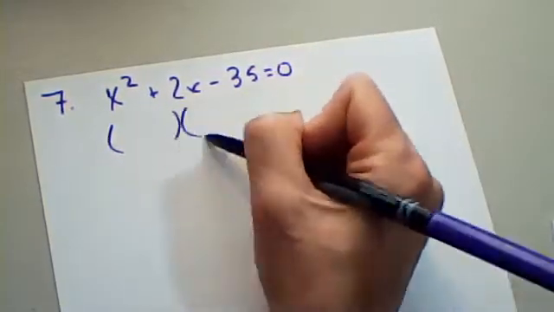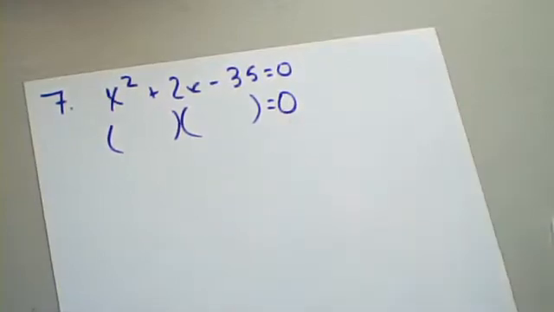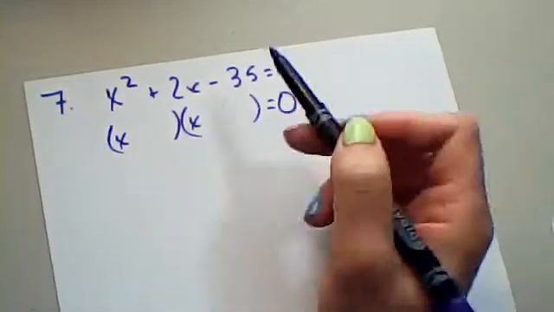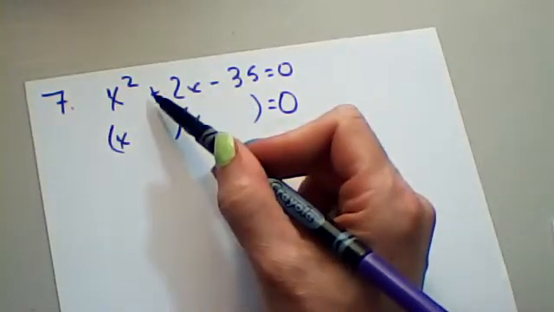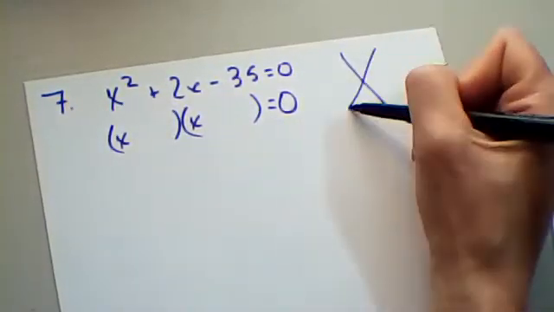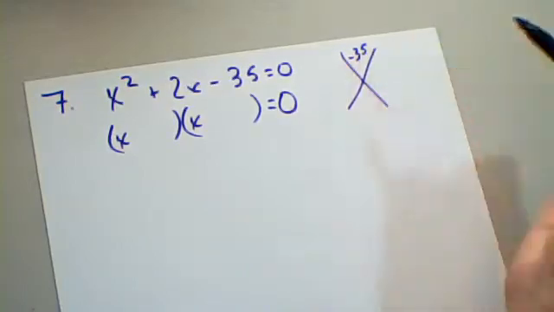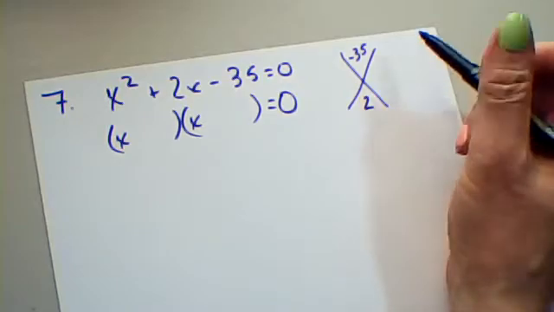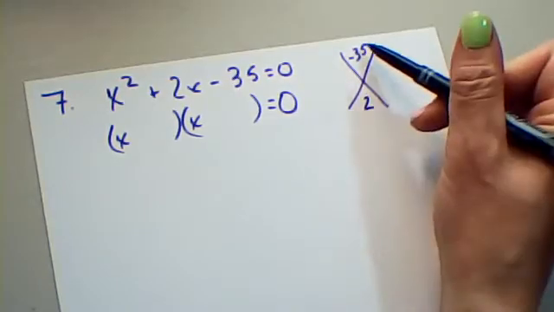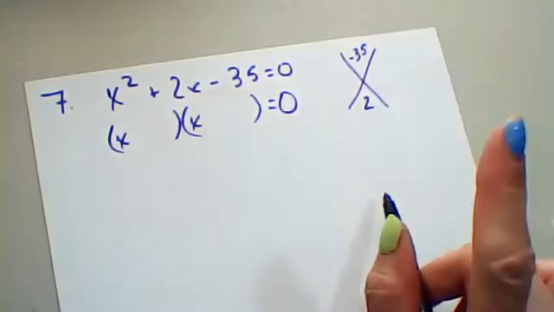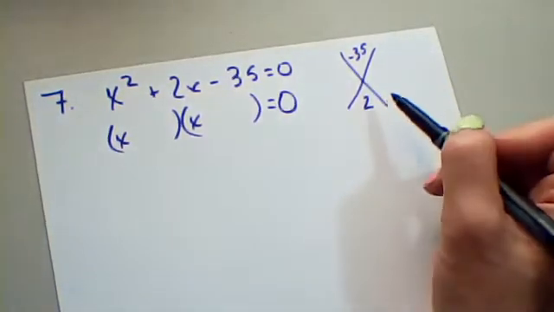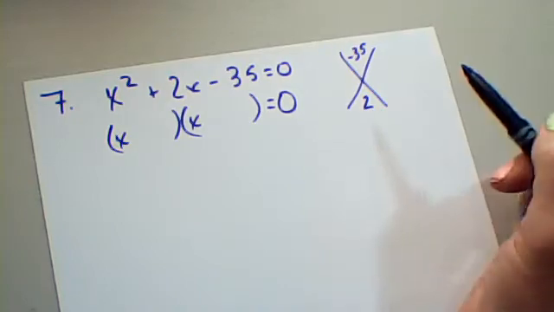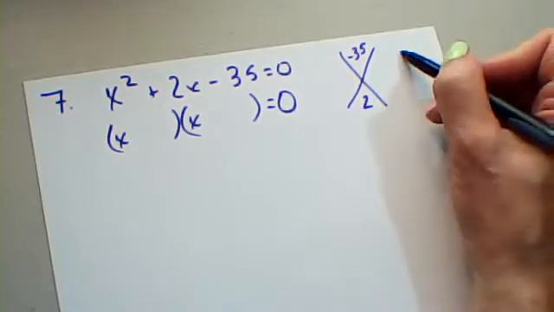So we know we're going to need to break these down into their binomial factors. I know I'm going to have an x there and an x there. This is negative, and that's positive. So my product is negative and my sum is positive. When I multiply these 2 numbers together, I'm getting a negative, so at least one of them, and just one of them, is going to be negative and the other will be positive. Since this sign is positive, it tells me my biggest factor is going to be positive.